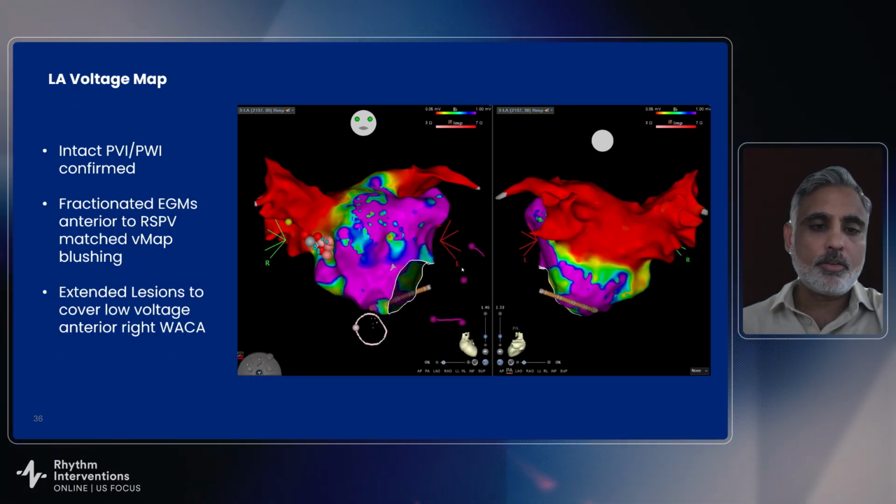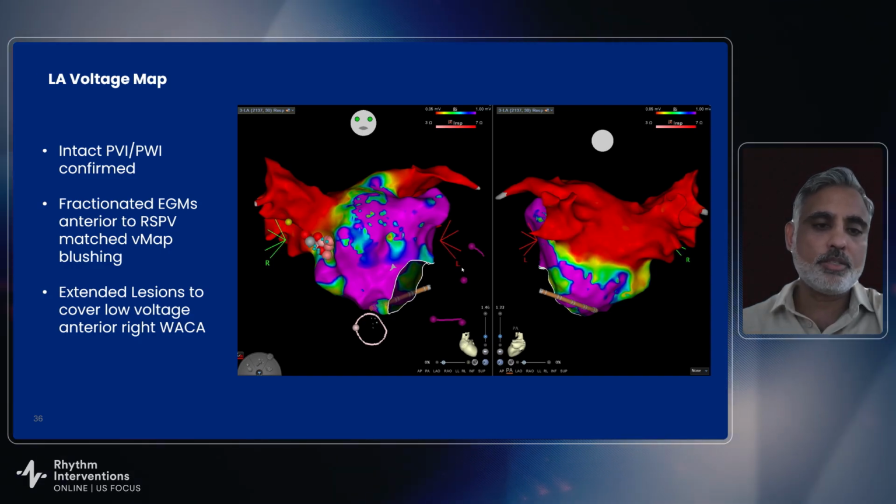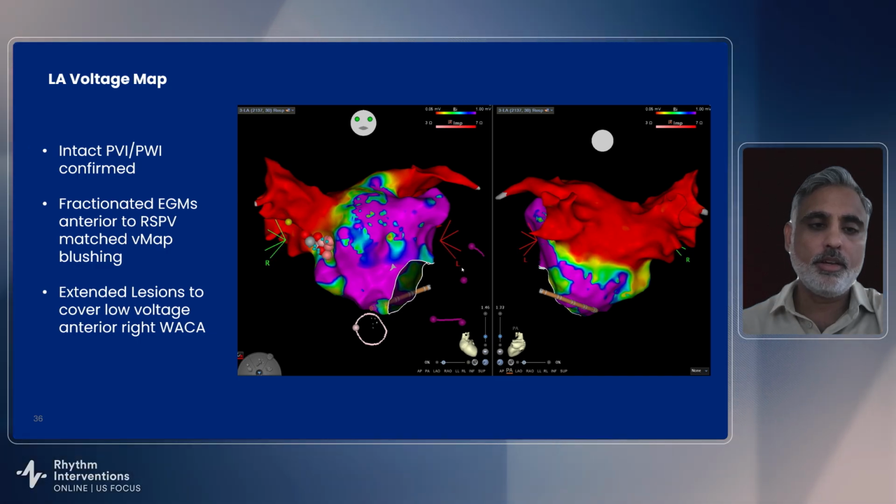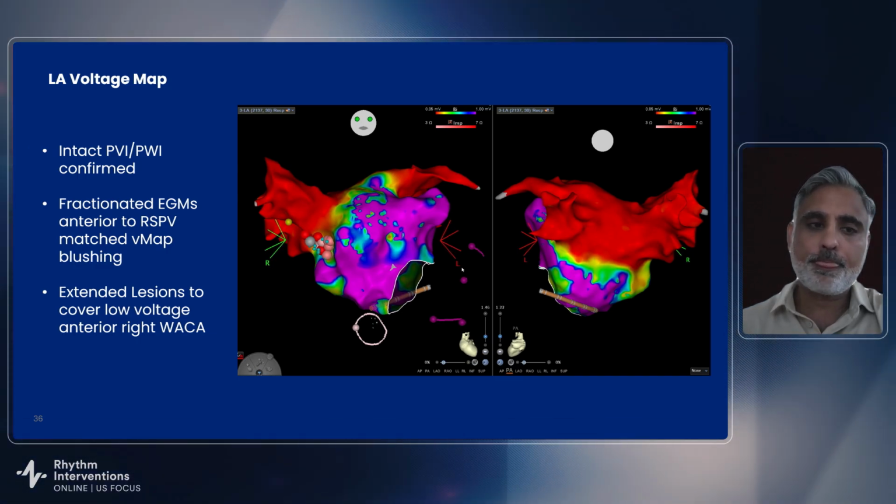So we went across the left side just to make sure our PVI was intact, and everything looked fine from the previous PVI. We ablated on the left atrial septum, where the blanching was, because we saw some fractionation there in the periscar area.